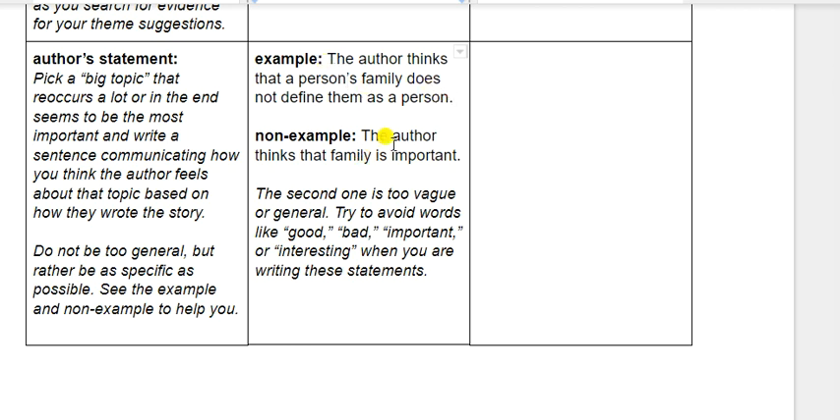That is more specific than the author thinks that family is important. So sort of some tips here. The second one is too vague, too general, okay? What does the word important really mean, okay? So you want to try to avoid words like good, bad, important, interesting when you're writing these statements, because those words tend to be pretty empty. They don't really mean a lot. Whereas if I specifically said the author thinks that a person's family does not define them as a person, that's very specific, okay? It's a very specific statement about family.